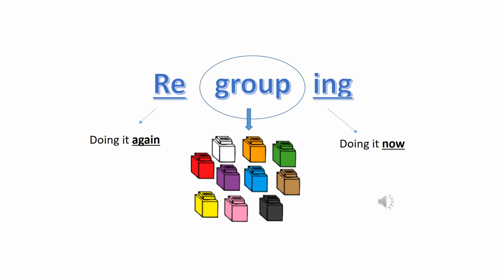Let's look at the word regrouping. Well, group is the picture of cubes that you see. When you regroup, you group them again in a different way. And the ing on the end of the word means that you're doing it now. I am regrouping these cubes.